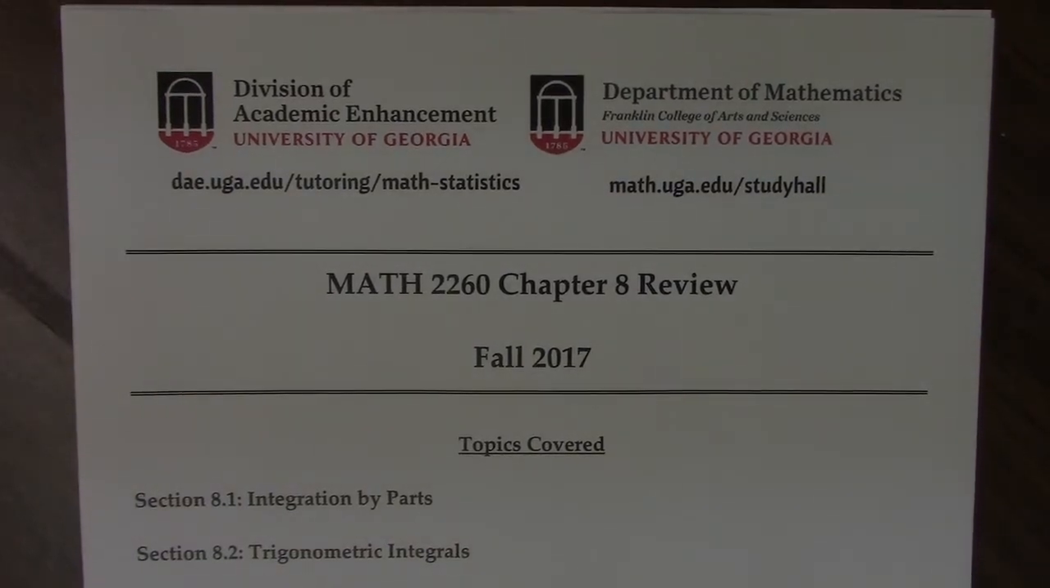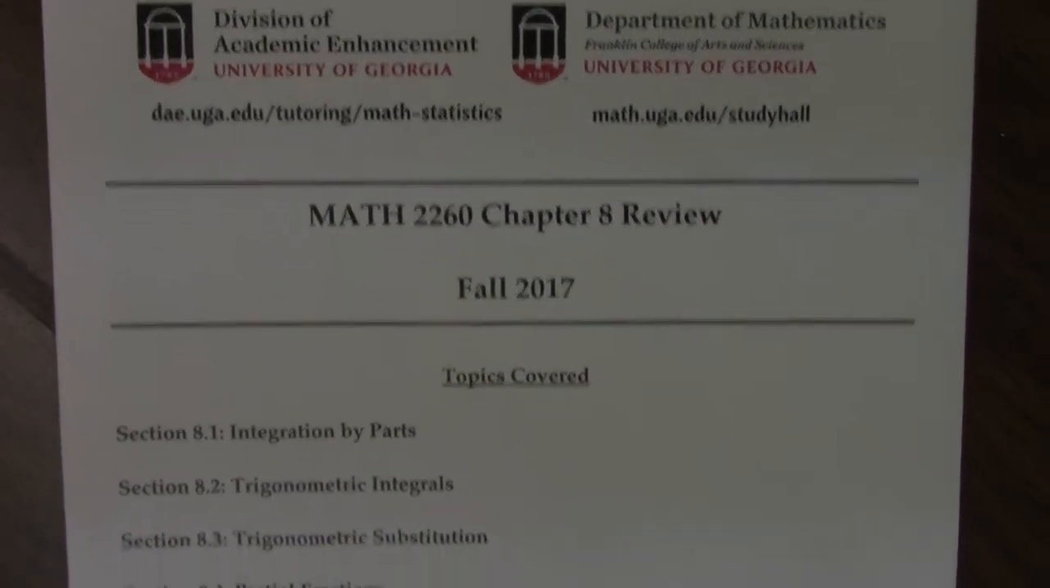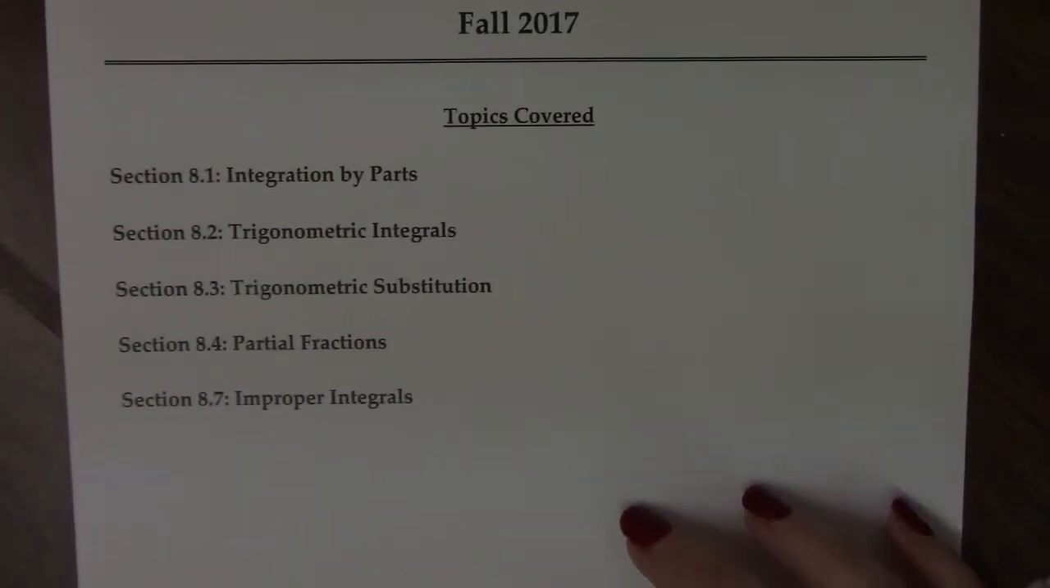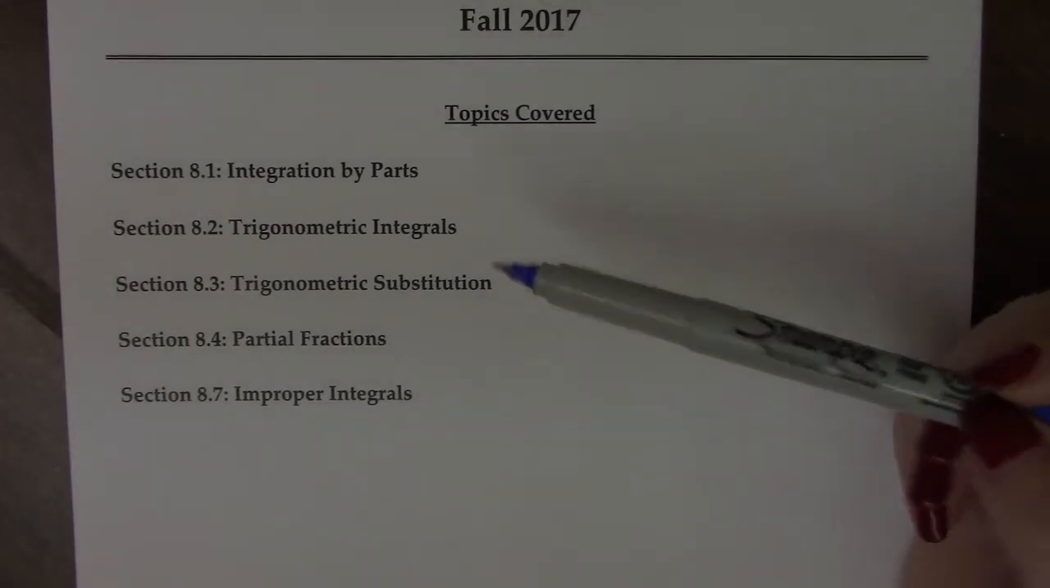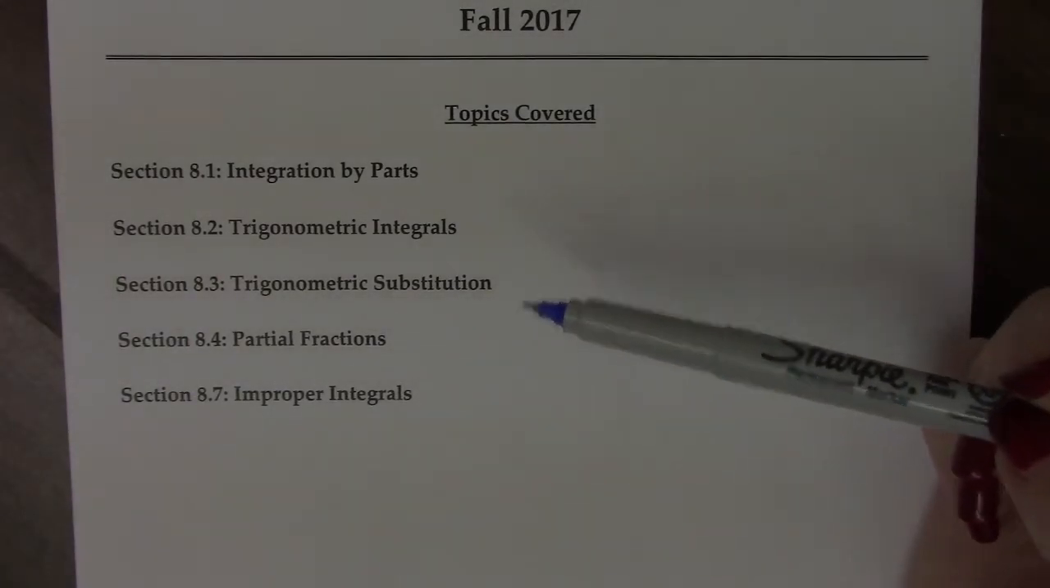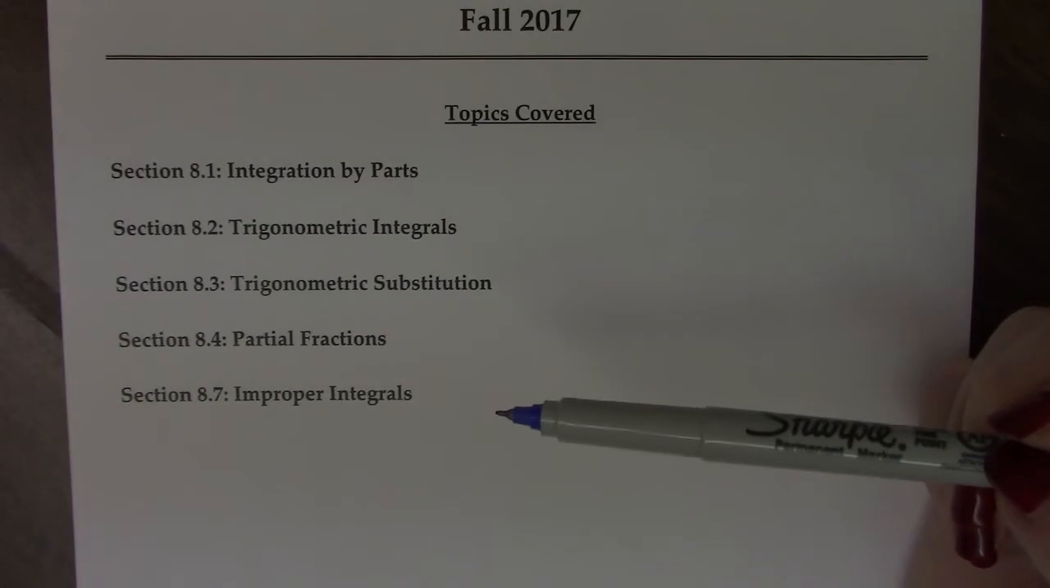This is the Math 2260 Chapter 8 review for fall of 2017. And we're going to cover 5 sections in Chapter 8. We're going to look at integration by parts, trigonometric integrals, trigonometric substitution, partial fractions, and improper integrals. So let's get started with integration by parts.